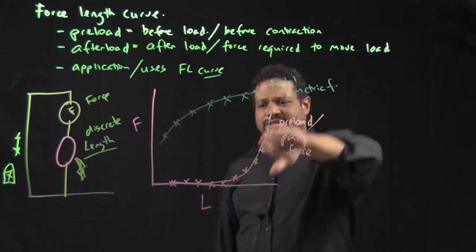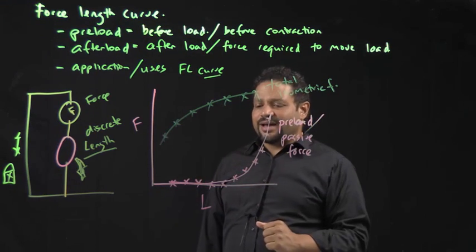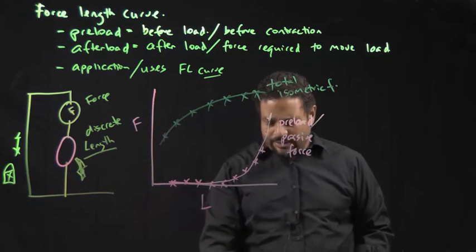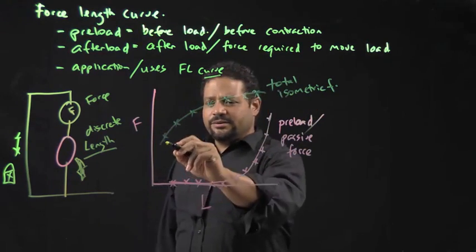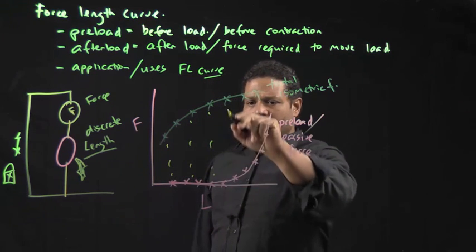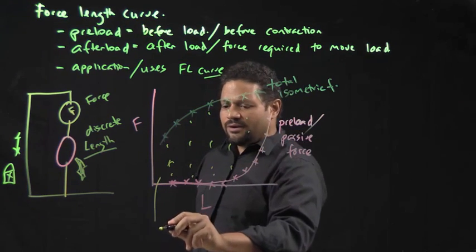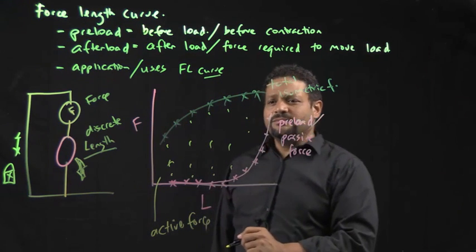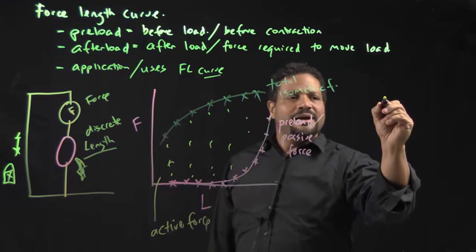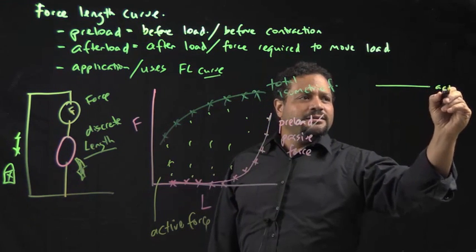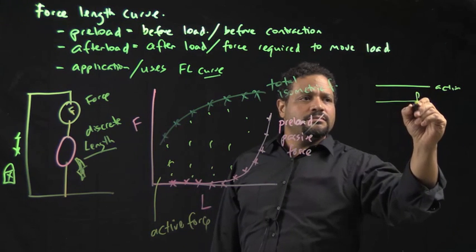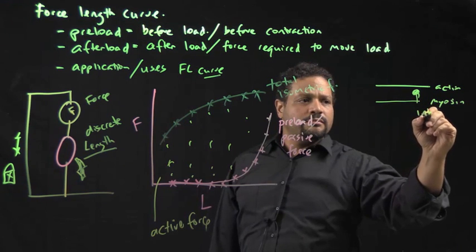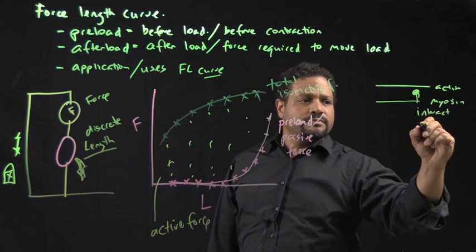This is the passive resistance to stretching that the muscle can generate at a given length. Anything in between these lines is a result of active force. Okay, so anything in between there is active force, and that is where the actin and myosin interact to generate force.